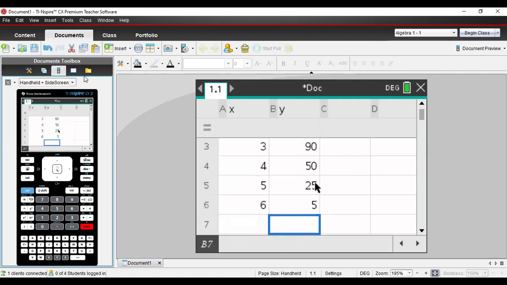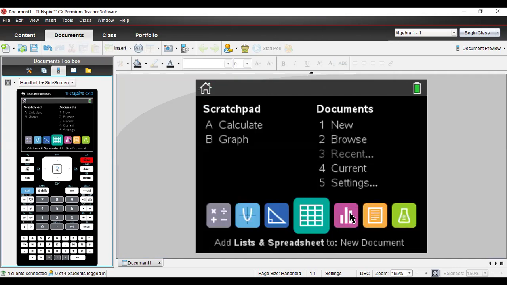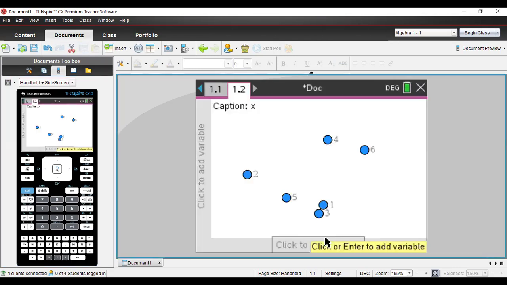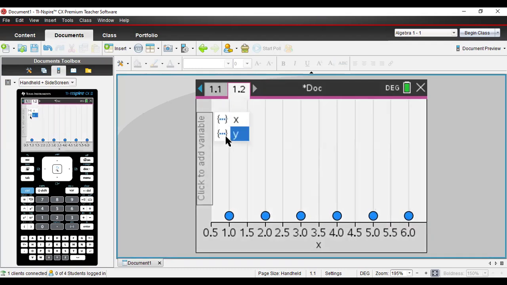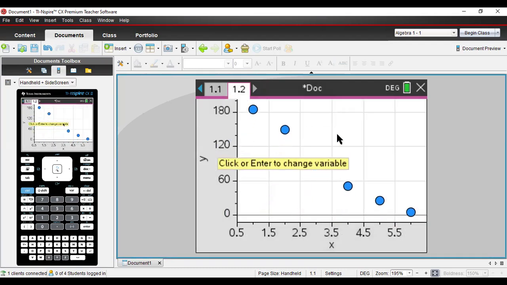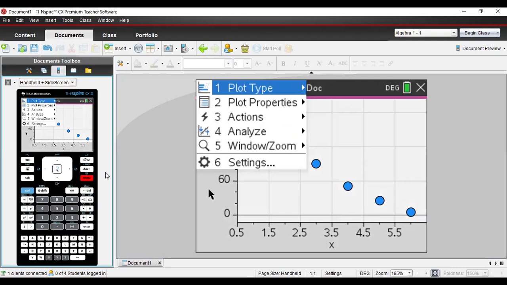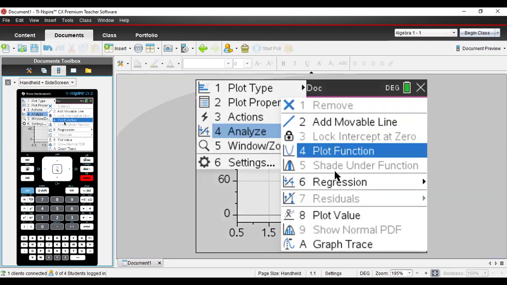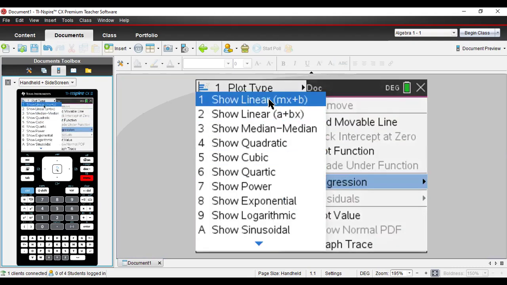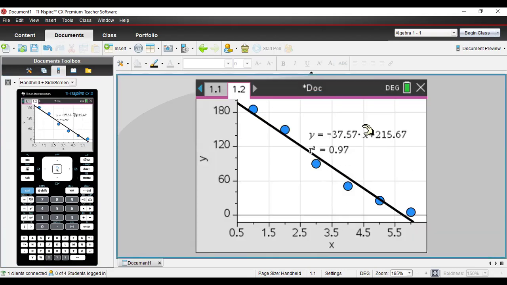All right. So once I got this, I'm just going to go to the home screen. You know how we do this. Data statistics. We're going to put the X down here. We're going to put the Y here. And now, regardless of what this looks like, they're telling you that it's a linear regression. So you're just going to go menu, regression 6, and then you're going to use this one, show linear, the mx plus b. Now, it comes up with the equation for you.